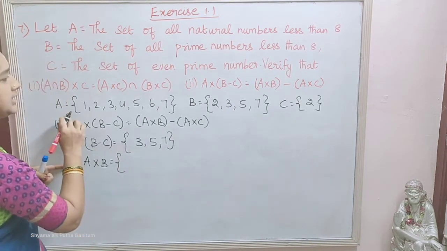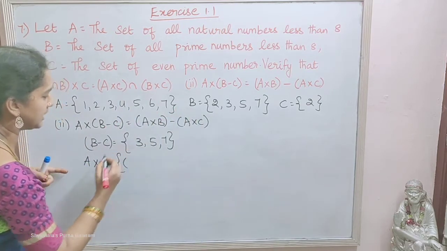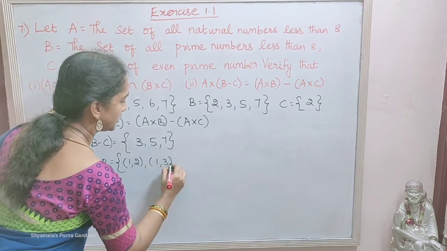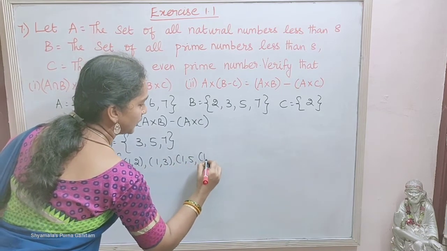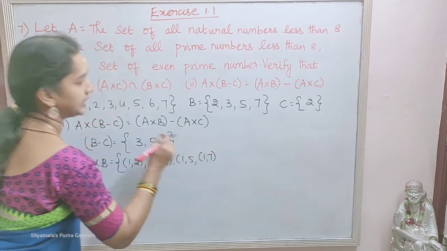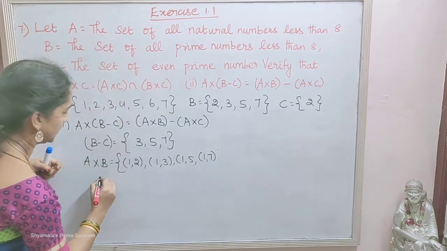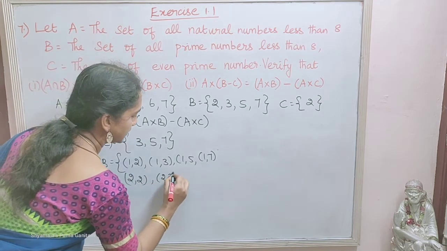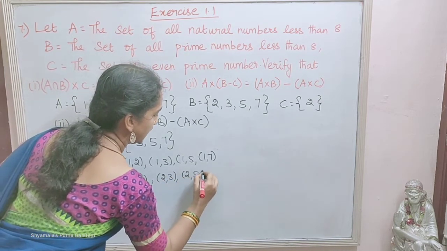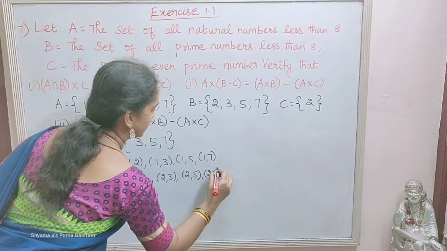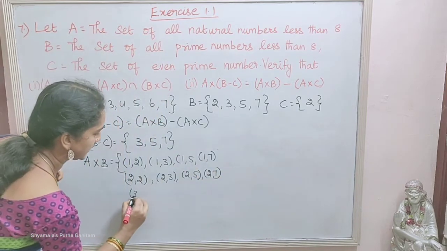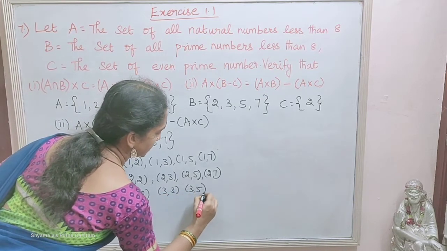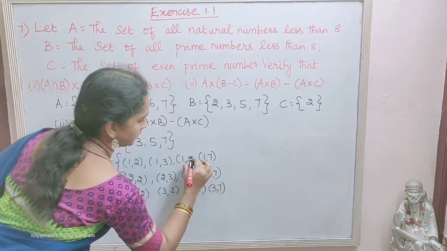The next one is A cross B. So A cross B is A and B; you have to write A cross B. It is 1, 2; 1, 3; 1, 5; 1, 7. Okay. Then next one is 2: 2, 2; 2, 3; 2, 5 and 2, 7. 2 over. Then 3: 3, 2; 3, 3; 3, 5; 3, 7.